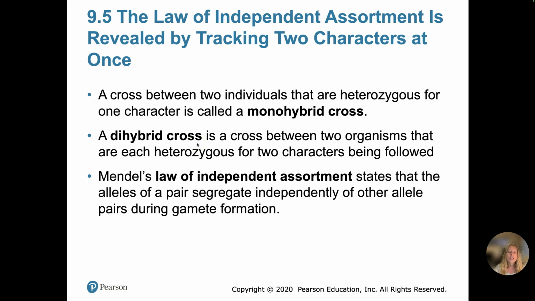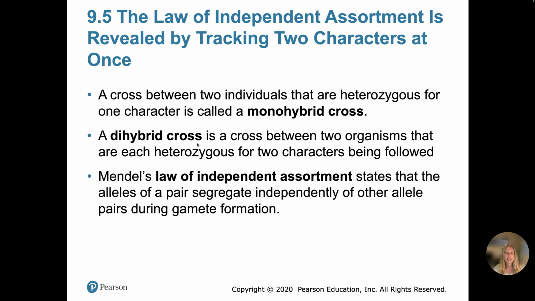So a monohybrid cross is a cross between two individuals that are heterozygous for just one character. The example we used was flower color. A dihybrid cross is a cross between two organisms that are each heterozygous for two characters that are being followed. So an example of that, flower color could still be one. The other one might be seed texture, whether it's smooth or wrinkly.